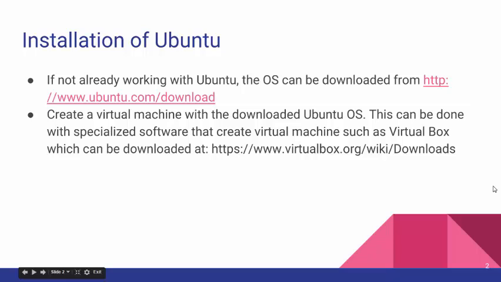The first thing that needs to be installed is Linux. If you're not running a Linux machine, the Ubuntu OS can be downloaded from this link. It can then be run as a virtual machine using software such as VirtualBox, which can be downloaded from this second link.